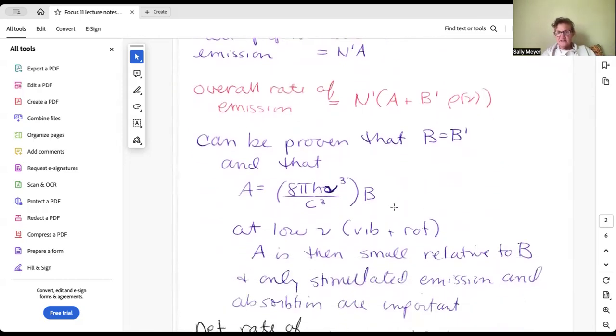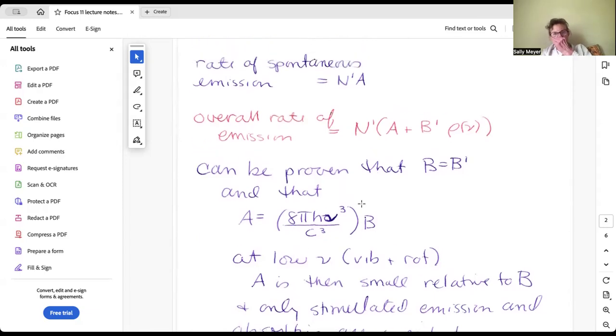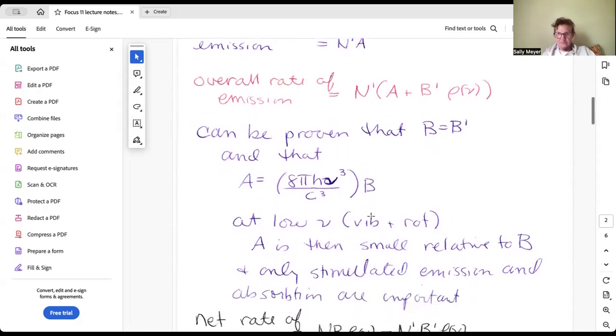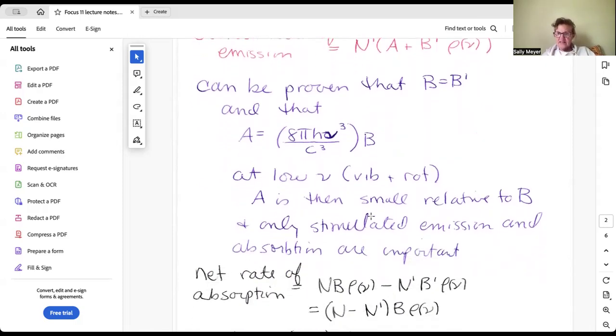So at low frequency, so if nu is small, then A is going to be smaller than B. So the rate of spontaneous emission will be less than that for absorption. So if A is smaller relative to B, only stimulated emission and absorption are important. So the spontaneous becomes less important.